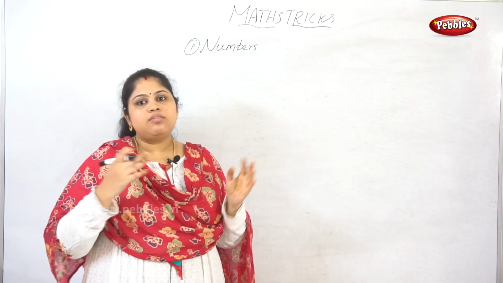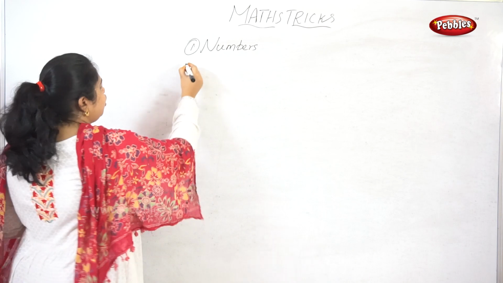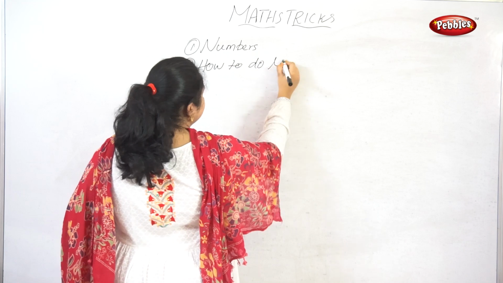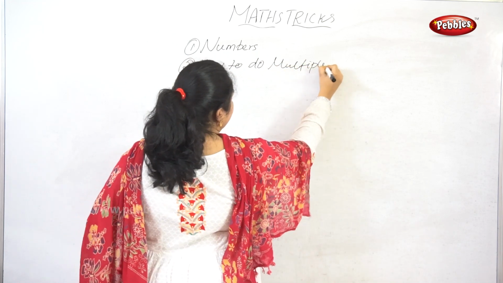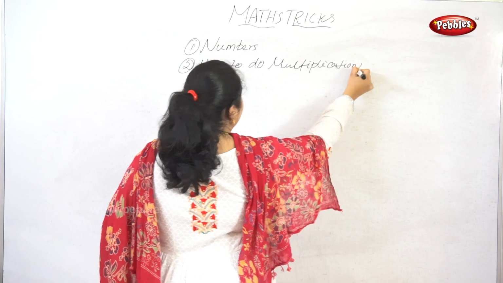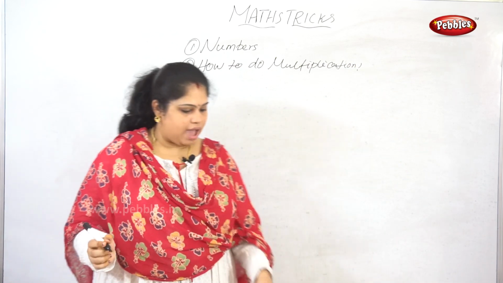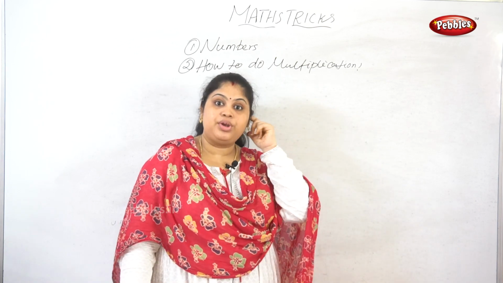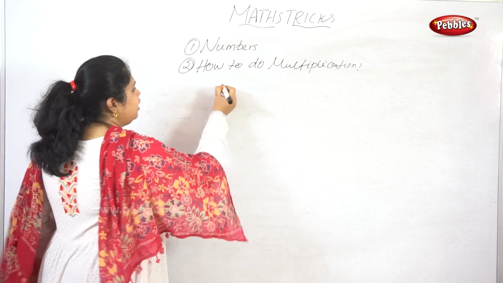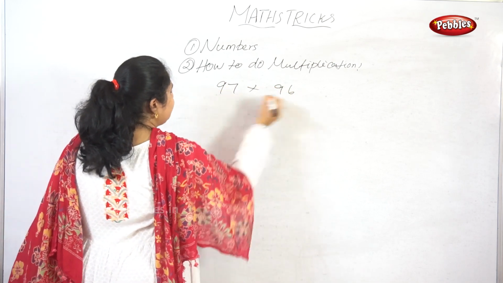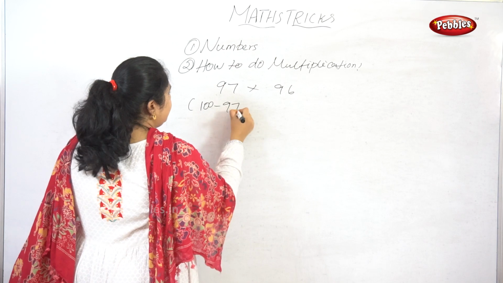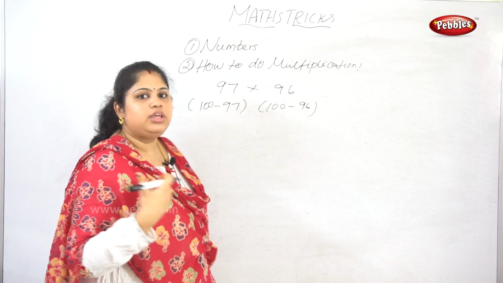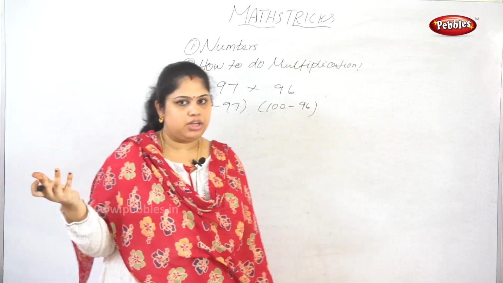Okay, later we have seen how to do multiplication easily. We have seen how to do large number multiplication, for example 97 into 96. For example, 97 into 96 means we subtract each number from 100, isn't it? So we have seen these types of basic tricks involved in multiplication.